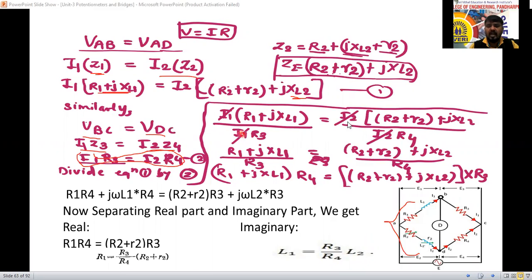Here I2 will also cancel. I2 and I2 will get cancelled. So what is left is R1 plus jXL1 divided by R3 equal to R2 plus jXL2 divided by R4. You send this R4 to the LHS side, it will go to the numerator. You send this R3 to the RHS side, it will go to the numerator. So multiplication once again.